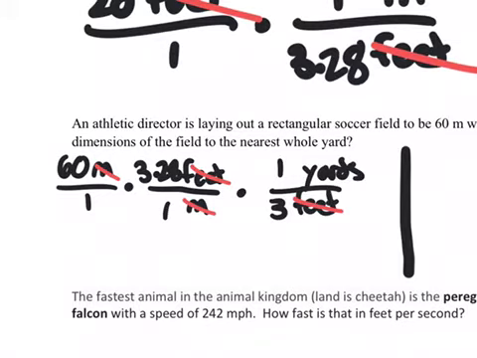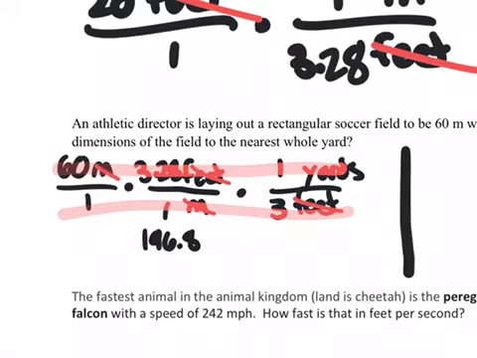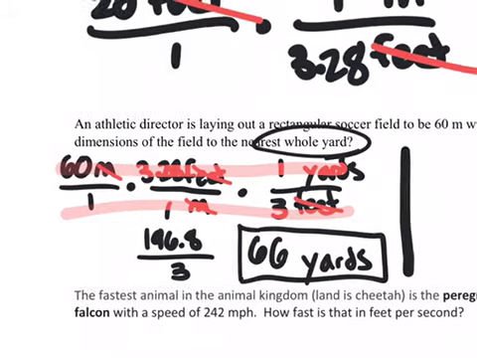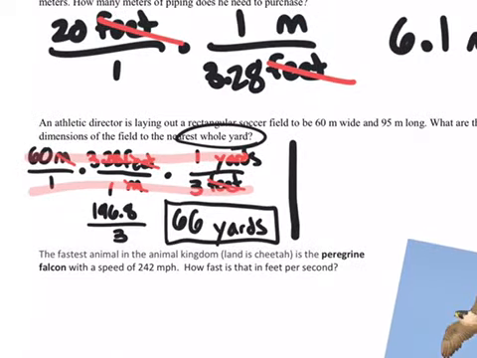Now when we do the multiplication, I'm going across the numerator and denominator. We have 60 times 3.28 on top, and we get 196.8 divided by 3 from the denominator, and we get 65.6. They asked to the nearest whole yard, 66 yards. So that's the dimension of how wide it is. Okay, so 66 yards wide.